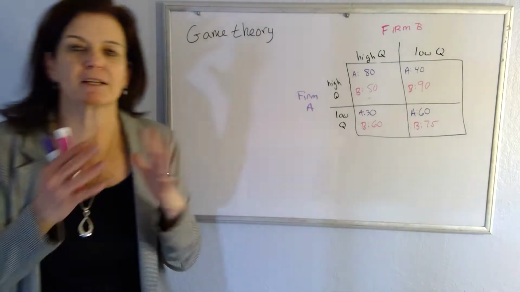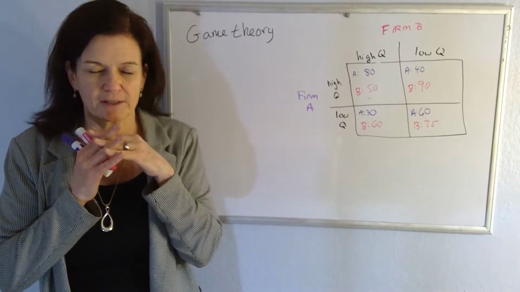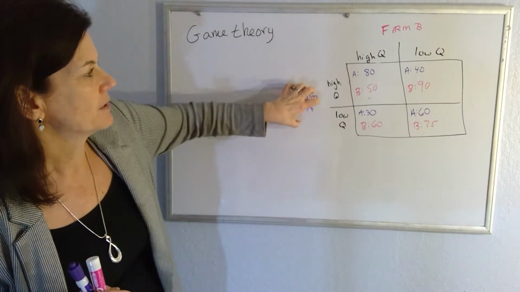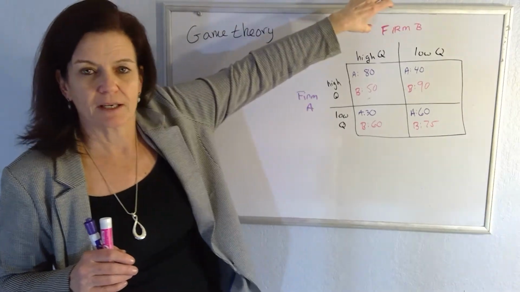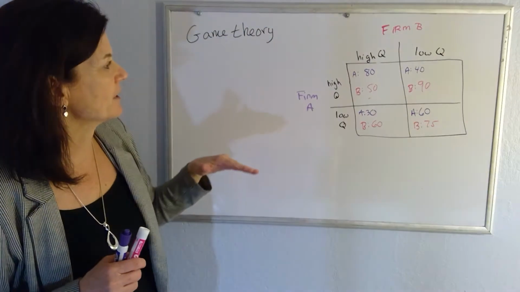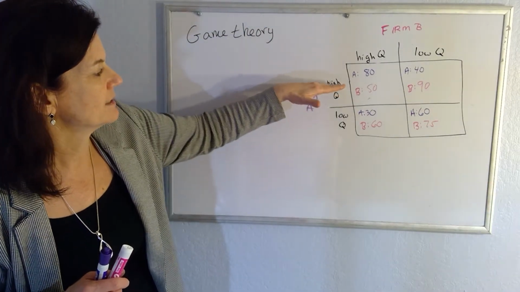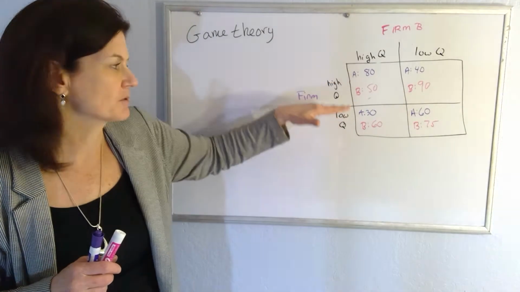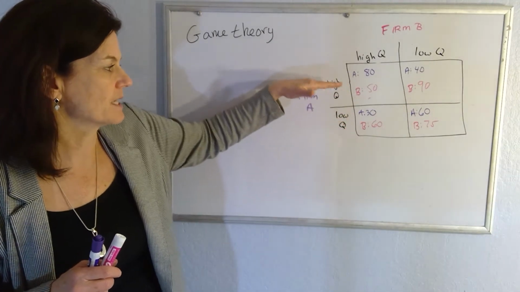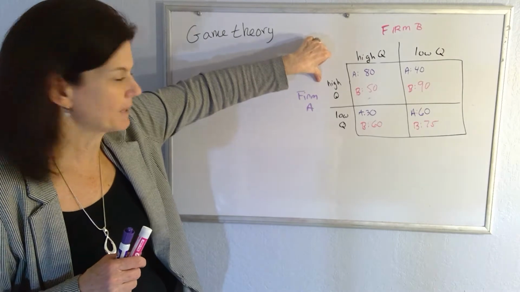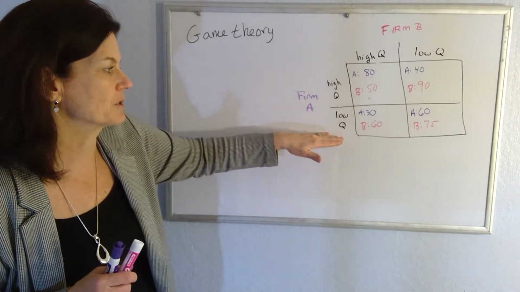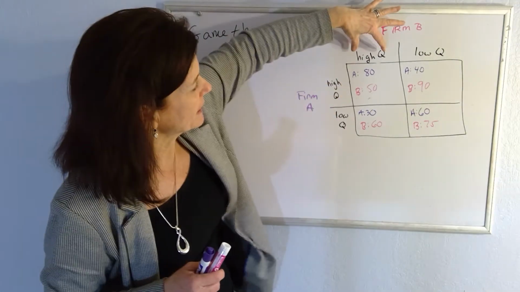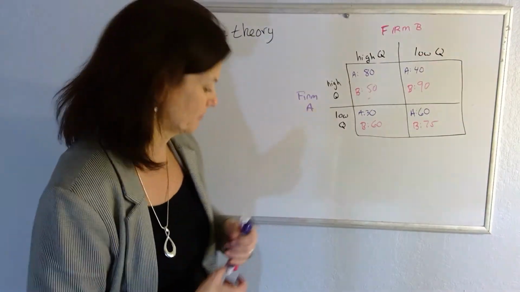So this is a very simple game to illustrate the basics of game theory. It's got two players. The players are firm A and firm B. Each player has two strategies or two actions they can choose. So in this case, two strategies. They can either go with a high Q, produce a high amount of output, or a low Q, produce a low amount of output. So firm A can go with a high Q or a low Q. Firm B can go with a high Q or a low Q.